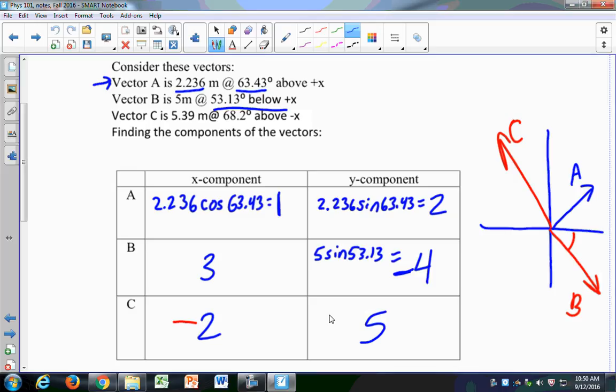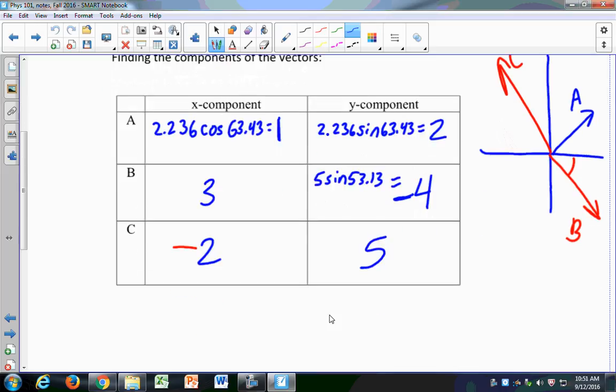Like for example, this vector B, because it was below the positive x-axis, you have to read the words. I always like to draw a picture. So vector B is here, and since it's here, I know the x component is positive, and the y component is going to be on this axis, so the y component will be negative. So as you're reading through the problem, you need to ask yourself, is the x or y component positive or negative? And then you'll need to take that into account.